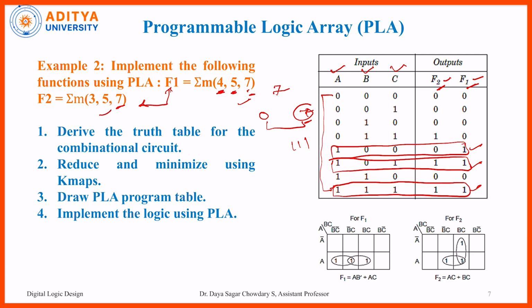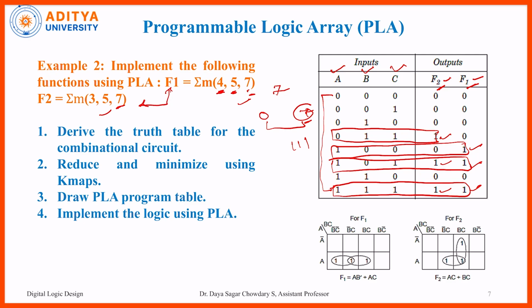Again for F2, 3, 5, 7. So 3 means this is the 3 combination. That is why we are placing 1 here, and 5 is already here, and for 7 we are placing 1 here. Likewise we have to draw this table.